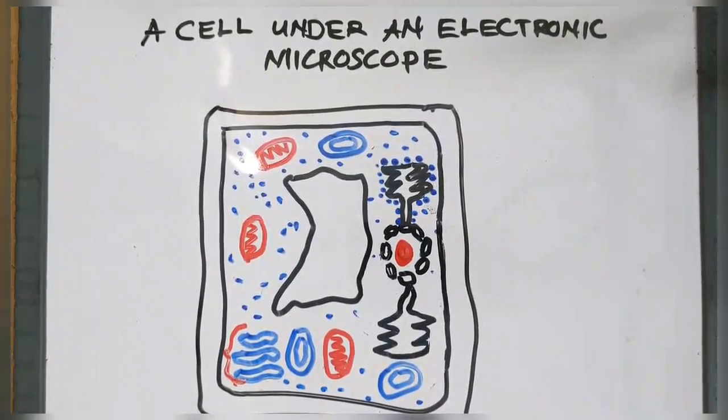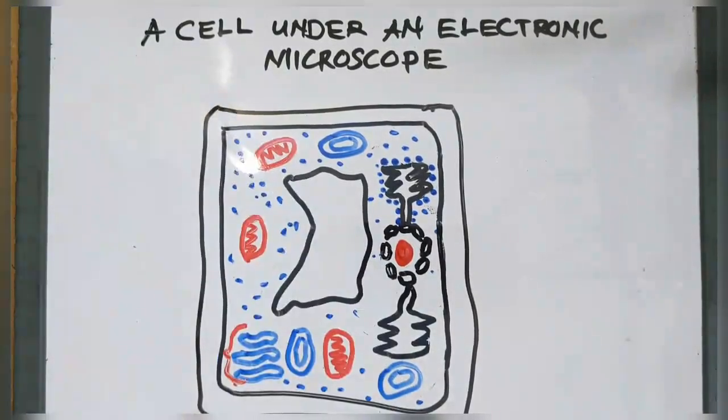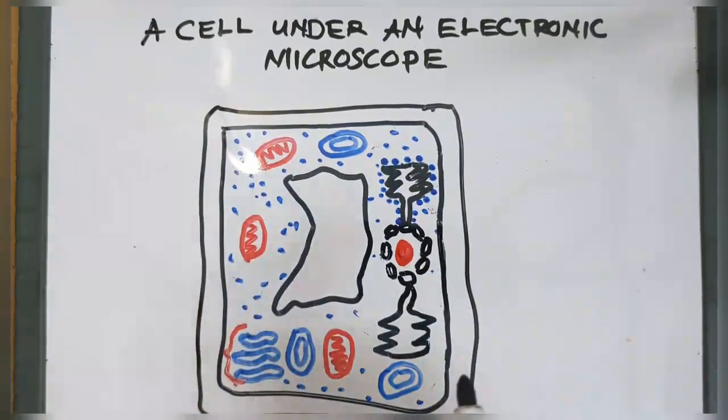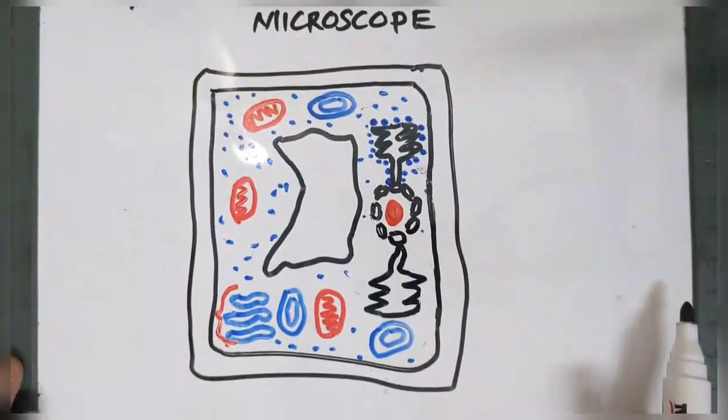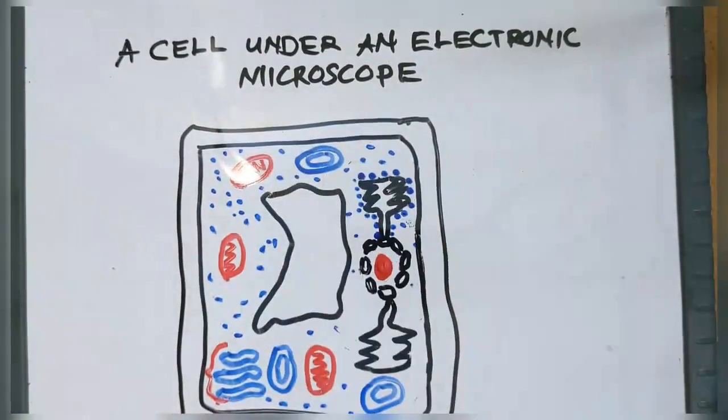Today we are going to look at a cell under an electron microscope. Last time we looked at a cell under a light microscope. So that is what we are going to focus on today: a cell under an electron microscope.